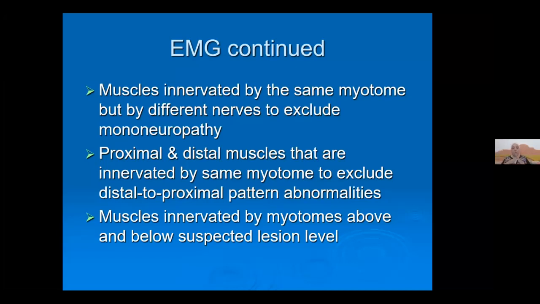There are limitations and pitfalls about this point in particular that we will discuss at the end, but the policy has to be, I start with the relevant myotome, I test muscles innervated by the same myotome but different nerves to exclude mononeuropathy, proximal and distal muscles that are innervated by the same myotome to exclude the distal to proximal pattern abnormalities, and muscles innervated by myotomes above and below the suspected lesion.